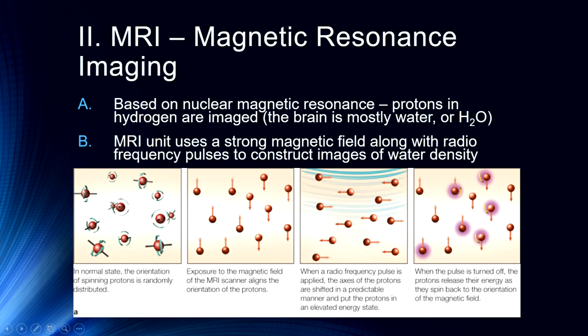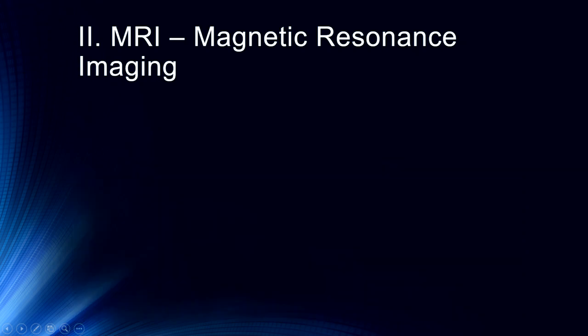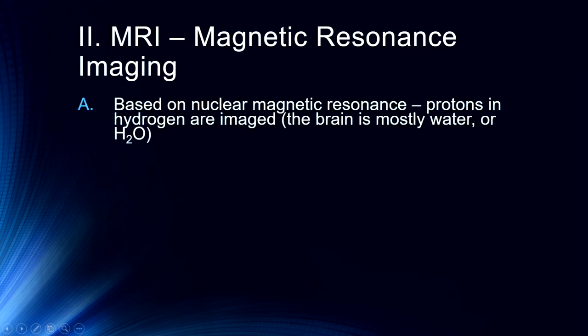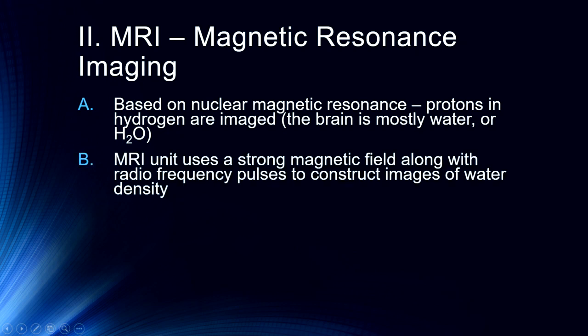Now, when we get to functional magnetic resonance imaging, it's a very similar principle, but instead of water, we're actually looking at oxygenated hemoglobin versus deoxygenated hemoglobin in what's called a blood oxygen level dependent measure. But we'll get to that in a couple lectures. So, based on nuclear magnetic resonance, protons and hydrogen, we did that already.